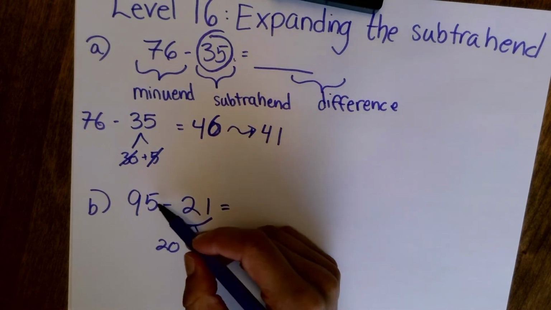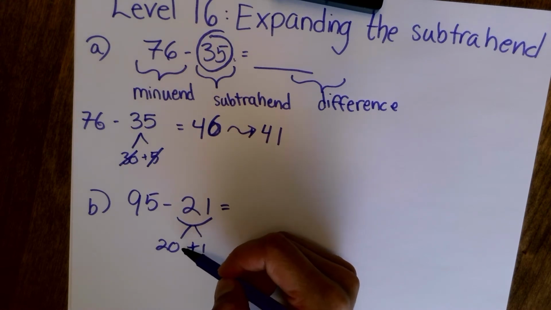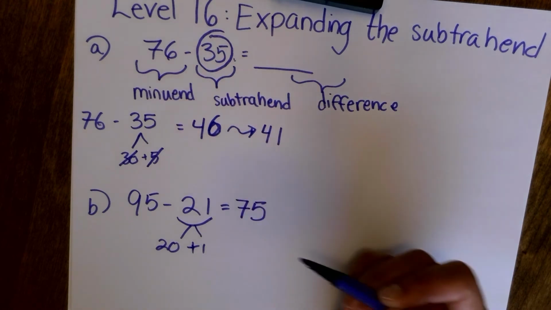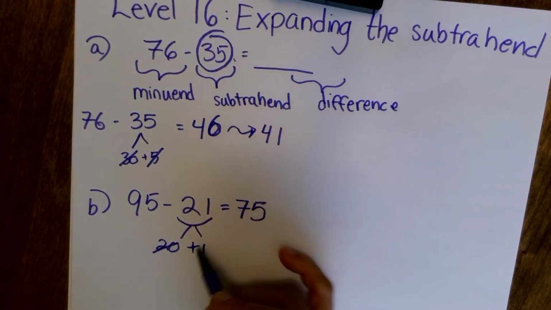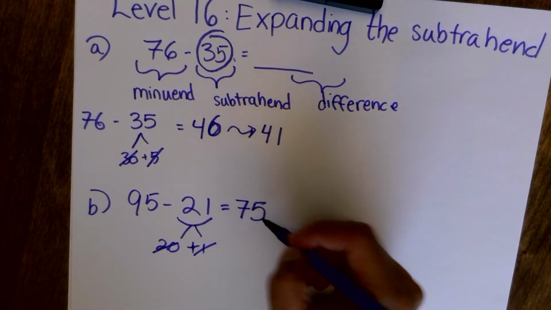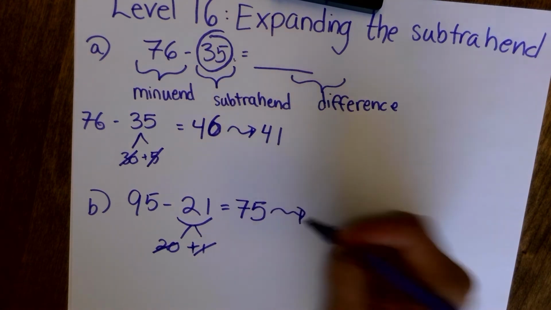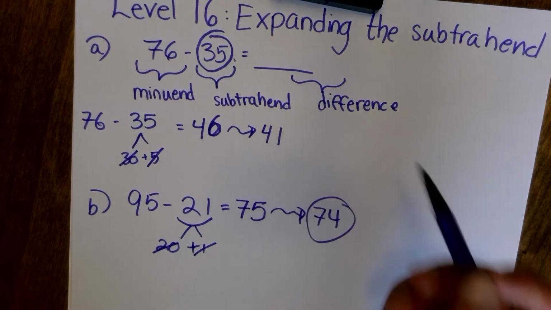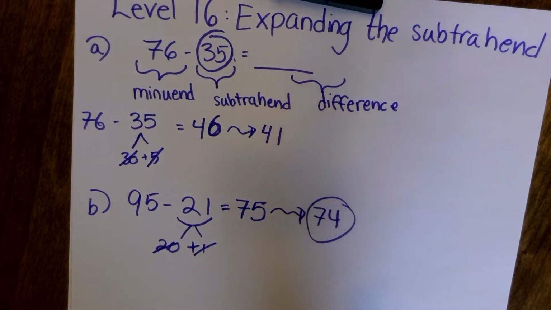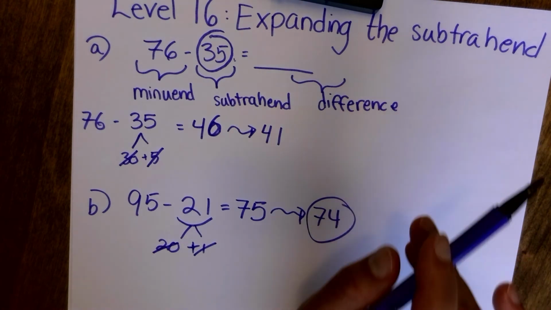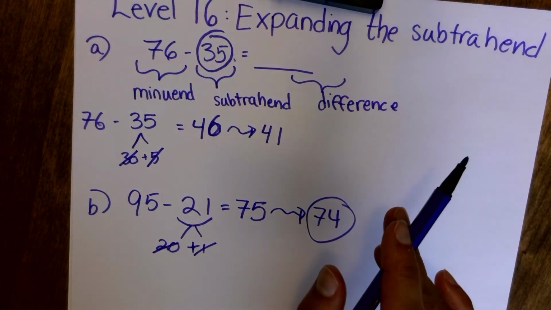So I take my 95, I subtract 20 from it. So that gives me 75. And then I can take a 1 from that, which I take 1 away from 75. That brings me to 74. And that's my answer. So this is very helpful. Even when you get into larger numbers, you can do that.